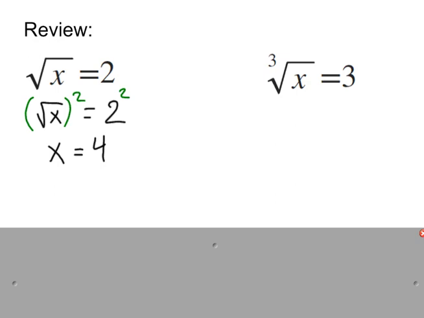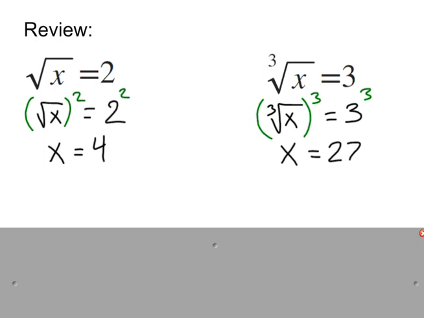Here we see that we have a cube root. What's the opposite of a cube root? It'd be doing a cube, or a power of 3. So if we do that to one side, make sure that you also do it to the other side. The power and the root cancel each other out, leaving us with an answer, 27.